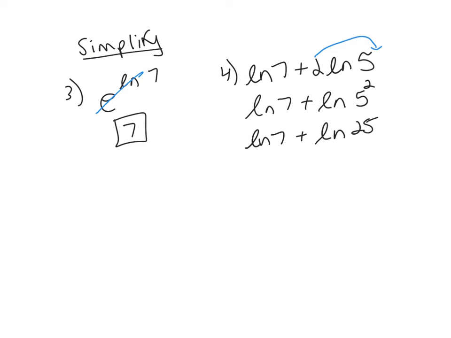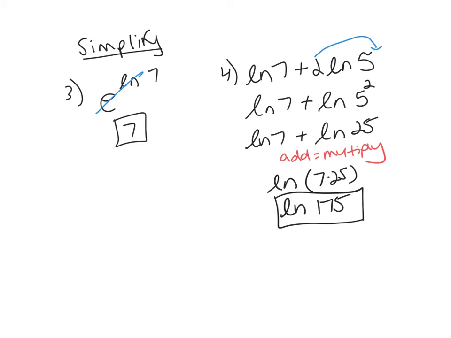And then I have natural log plus natural log. Remember that when we have addition, that means we can multiply. So I can take natural log of 7 times 25. And if you multiply that out, we get natural log of 175. So the exact answer would be natural log of 175. Again, you could put that in your calculator to find the approximated decimal answer if it asks.